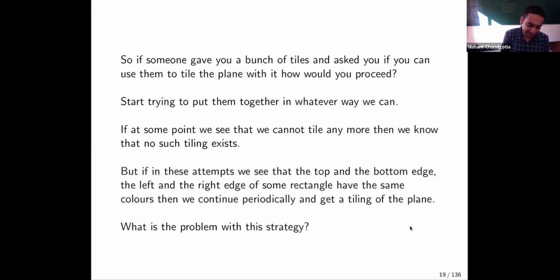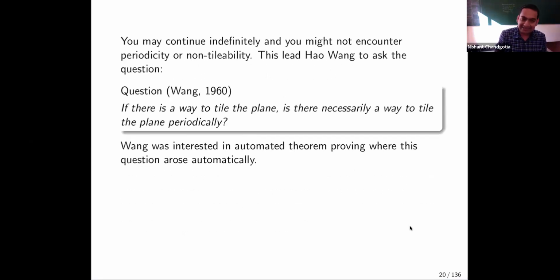I would like to end the process somewhere. And this is precisely how Wang asked. Suppose there is a way to tile the plane, the entire plane. Is there necessarily a way to tile the plane periodically? Wang was interested in automated theorem proving, he comes from logic, and this is where the question arose from.